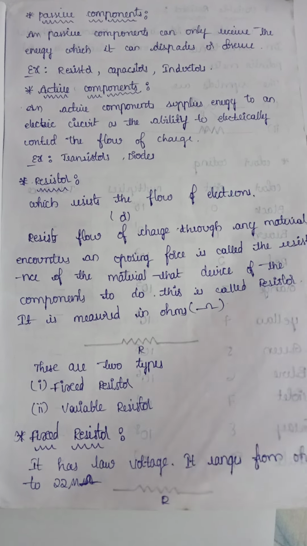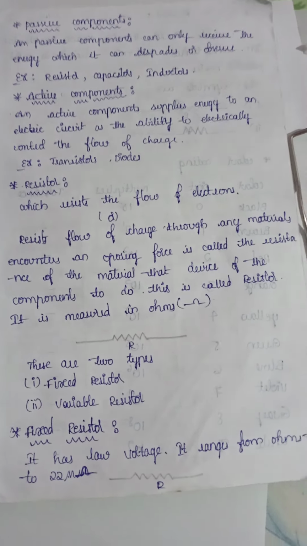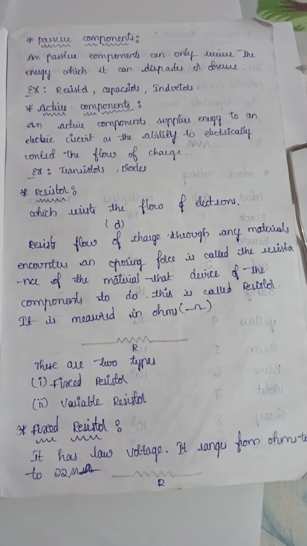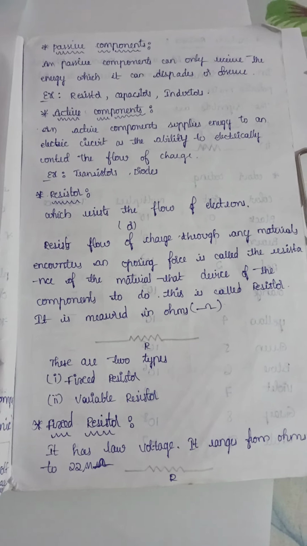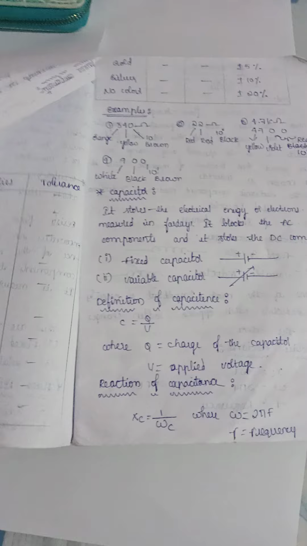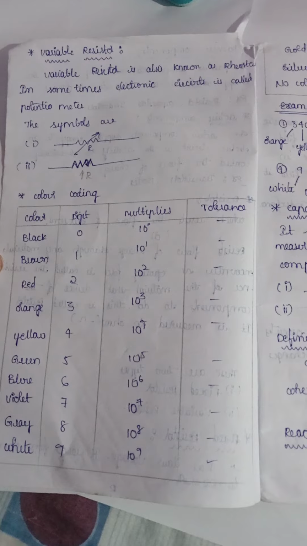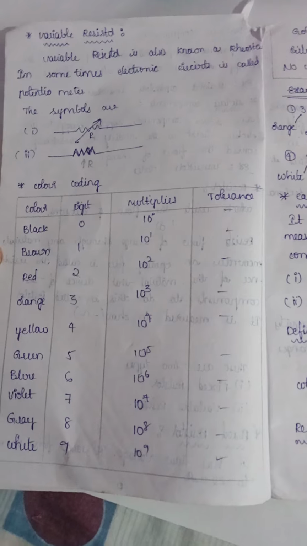In a fixed resistor, it has a low voltage, and it ranges from ohms to milliohms. In fixed resistors, the value must be in fixed color coding. Next, variable resistor. A variable resistor is also known as a rheostat. Sometimes in electronic circuits it is called a potentiometer.